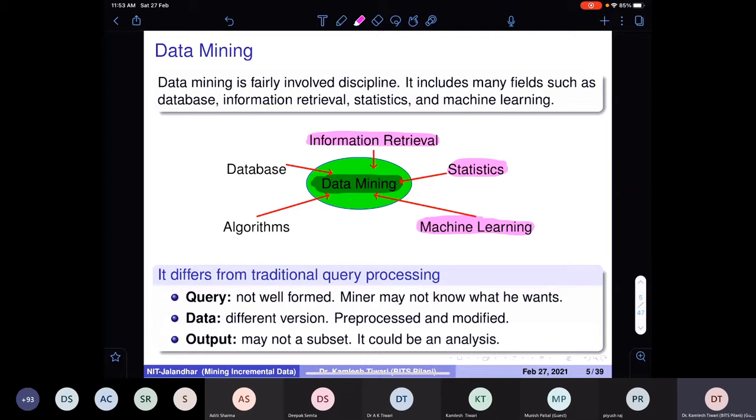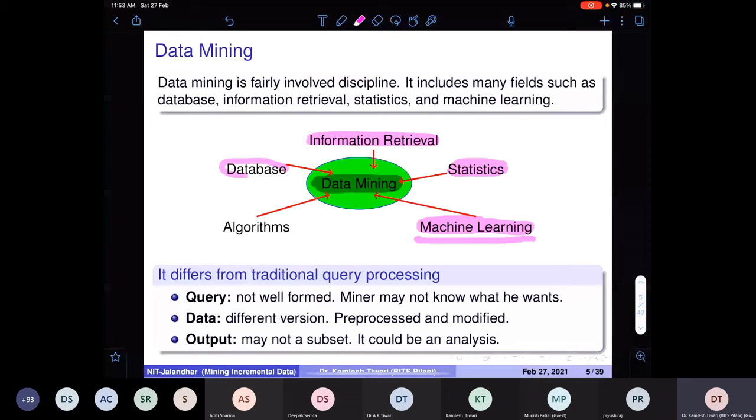Sometimes convex optimization and these kinds of things are utilized in the machine learning domain. So machine learning is an important area that deals with automated learning. I am not going to tell how to learn. Machine learning means an automated way of learning.